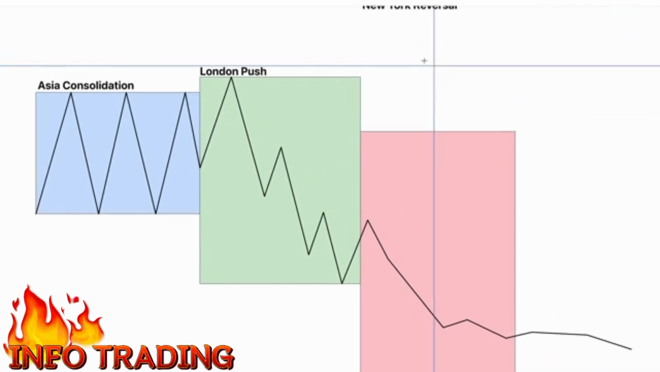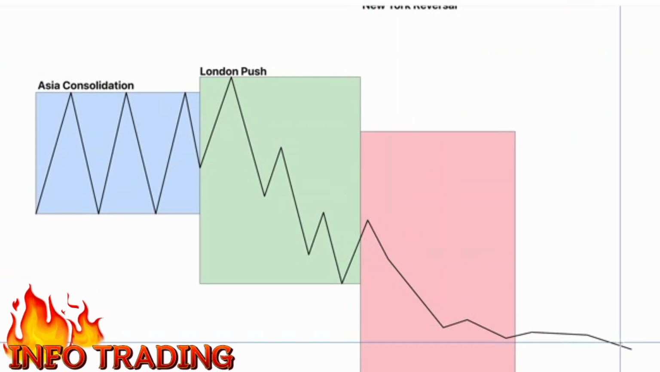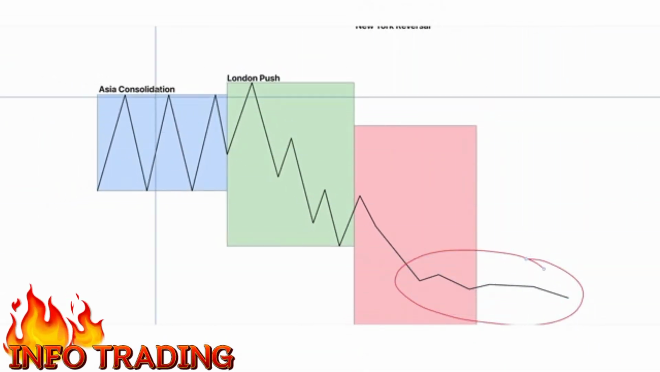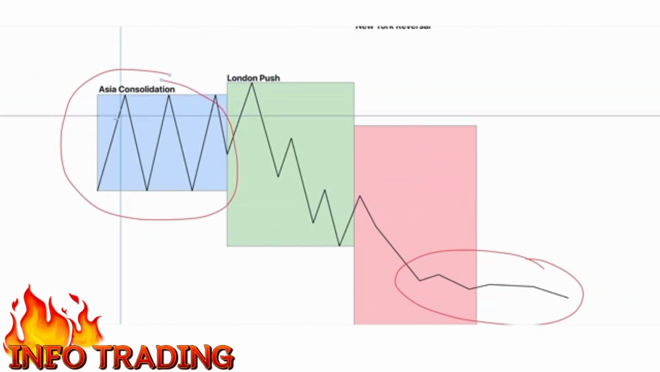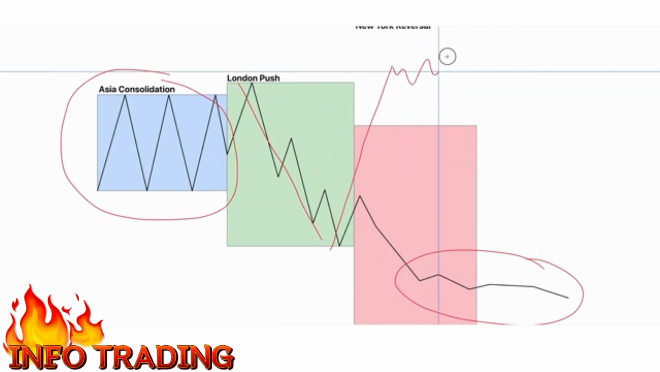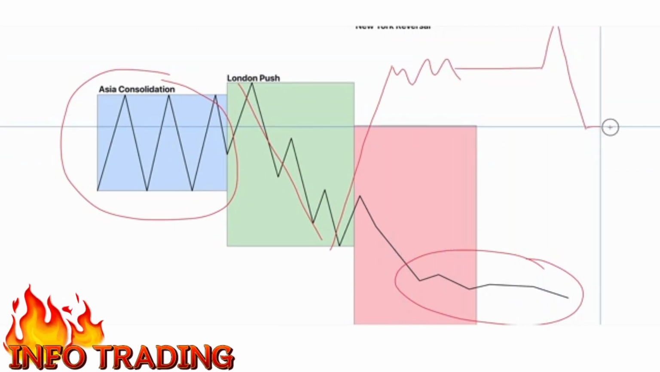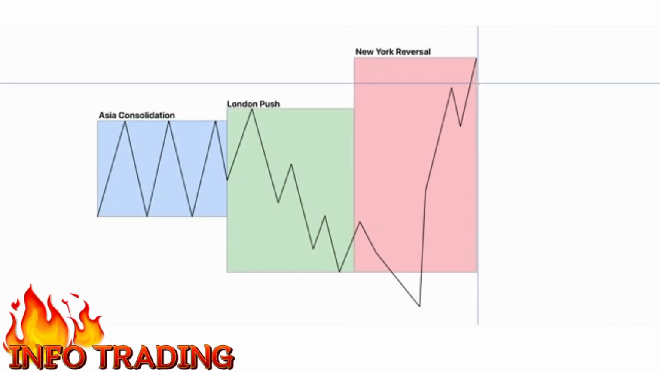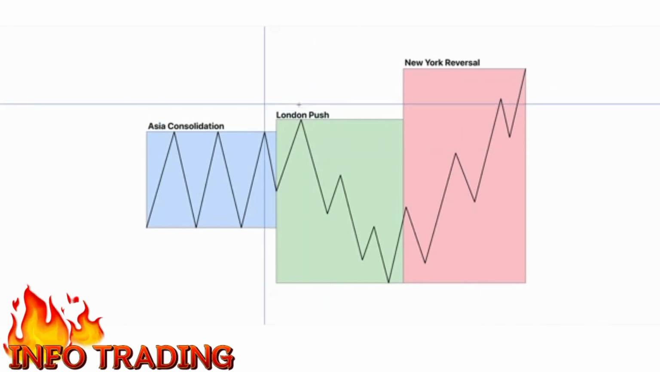So as we come to the end of the New York session, whether it's been a reversal or a continuation, we're going to see the market slow down, which is basically where we start to lead back into the Asia consolidation. So this is like an endless cycle. Asia consolidation, London push, New York reversal, slow down. And then we go into Asia consolidation, London push, New York reversal, and then slow down, okay? So that's the general characteristics of the market. And that is how you are going to be trading them and choosing your best time window.